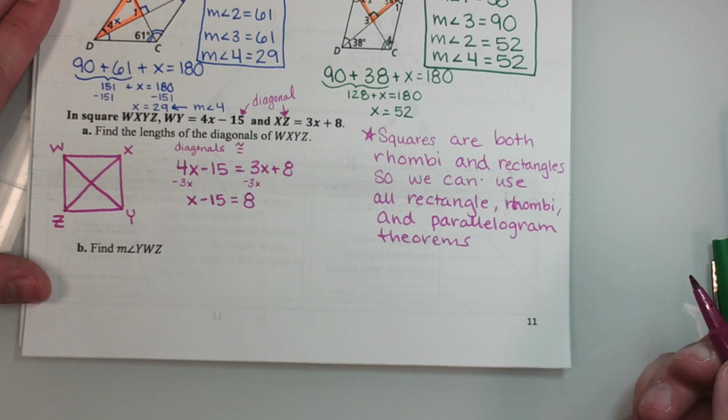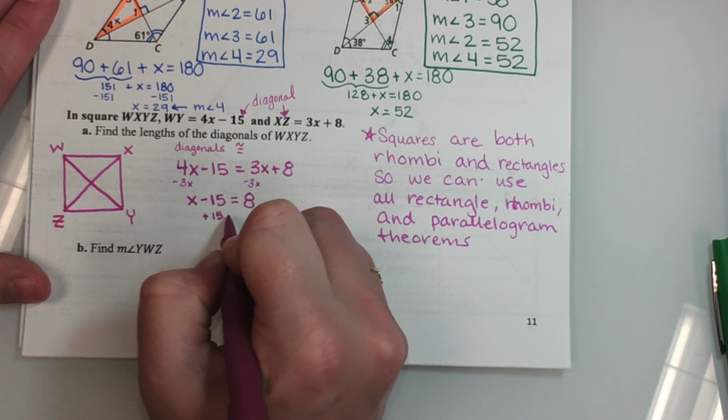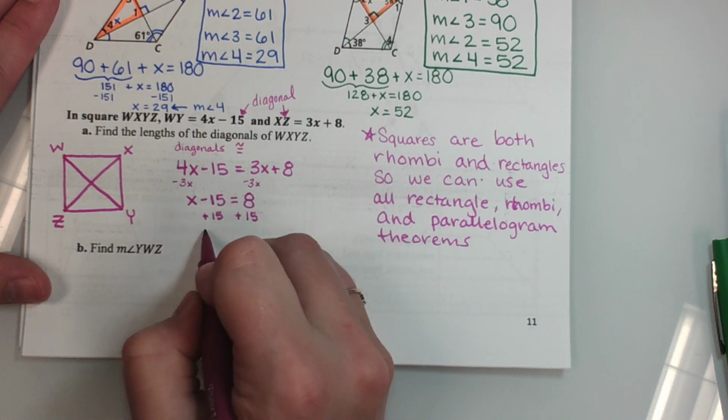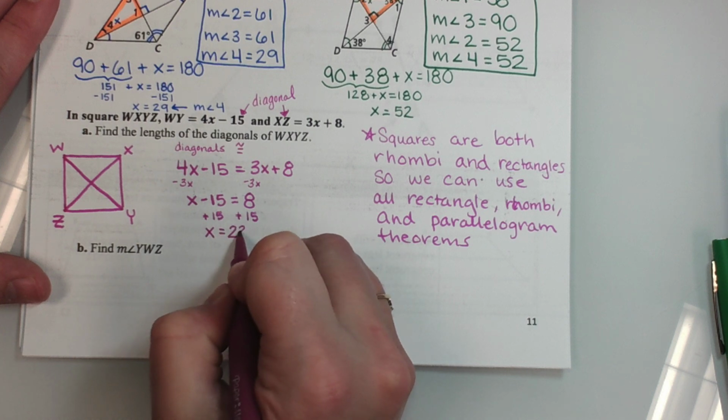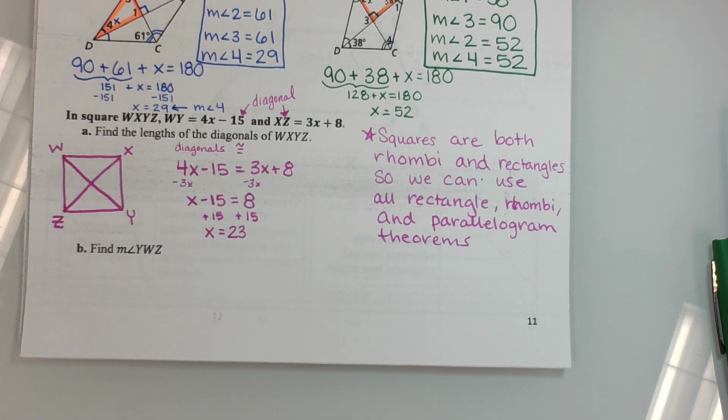X minus 15 equals 8. Add 15. X equals 23. Is that what the question asked for? No, it said find the lengths of the diagonals. Now that I know x is 23, how can I find the diagonal lengths? Plug it back in. To the first one, to the second one, to both of them. Either of them, because they're going to be the same. Plug it back into either of those and then simplify, and it should give me both of them.